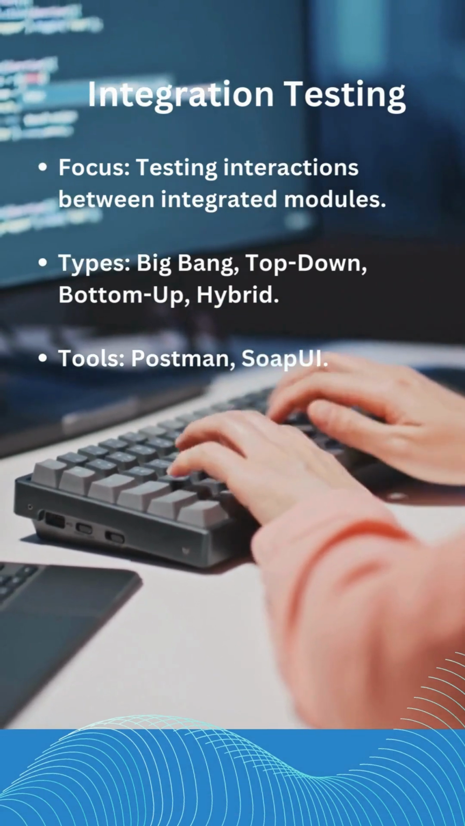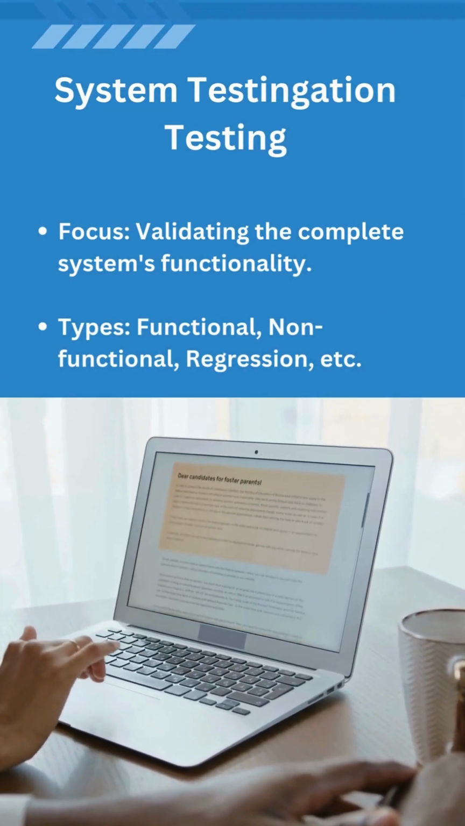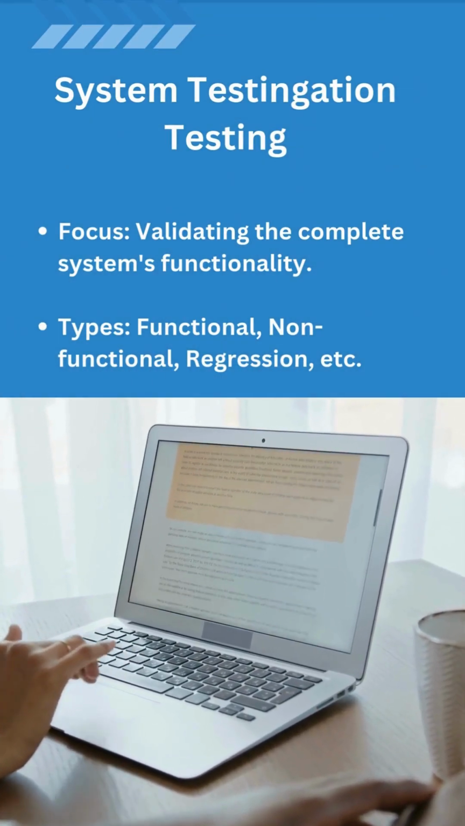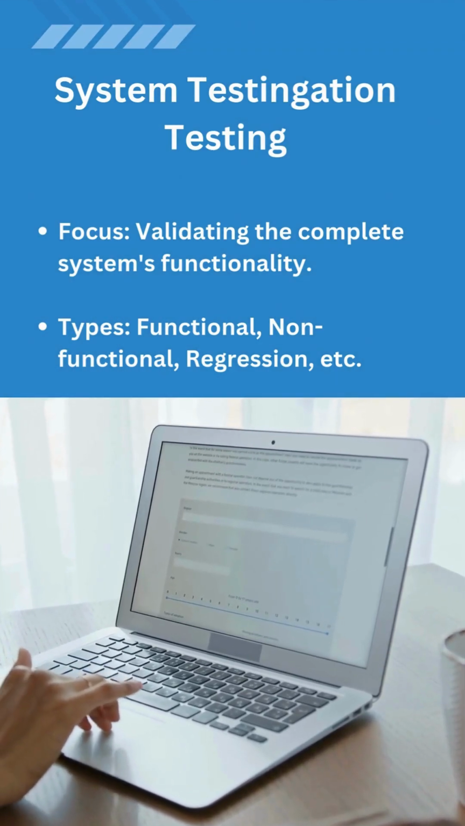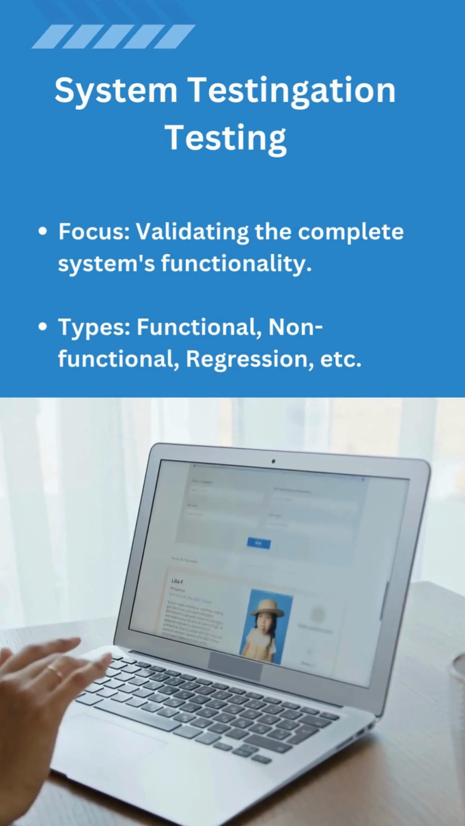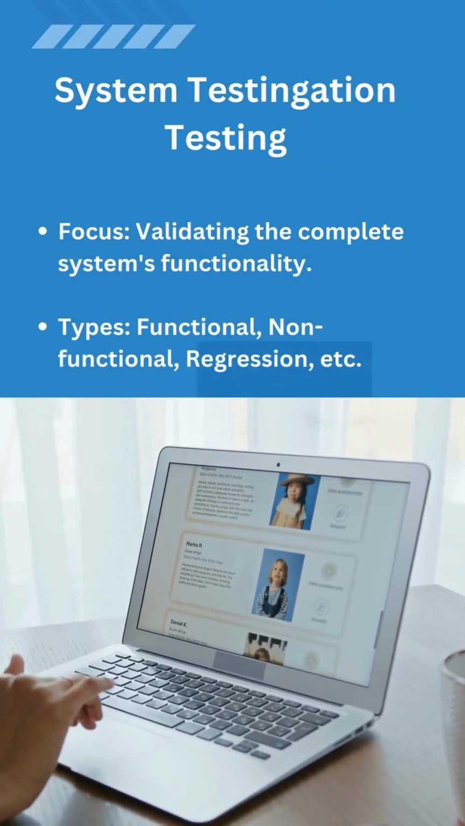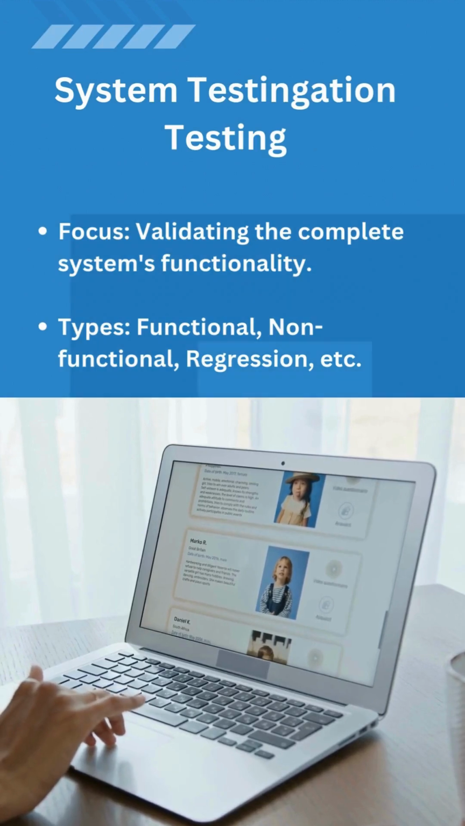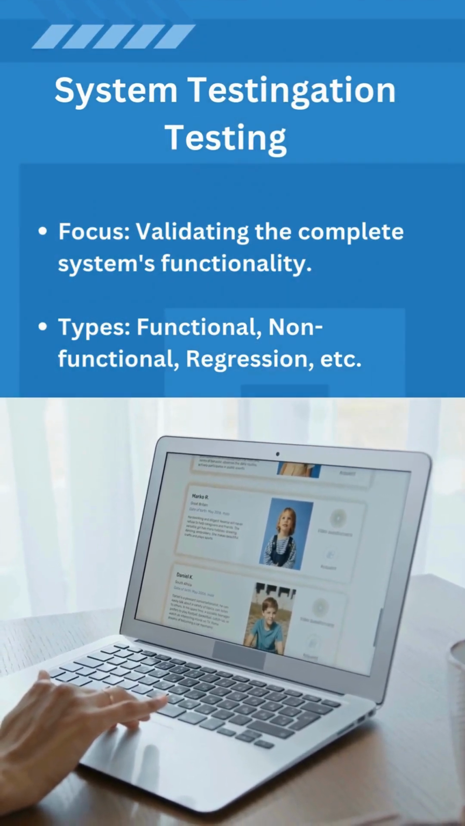The next step we have is system testing. System testing validates the entire application as a whole. It's like seeing the complete puzzle picture and ensuring all the pieces work together seamlessly. For example, in a shopping app, we check if browsing, adding items to the cart, and completing the payment, all these actions, work together. That is nothing but system testing.